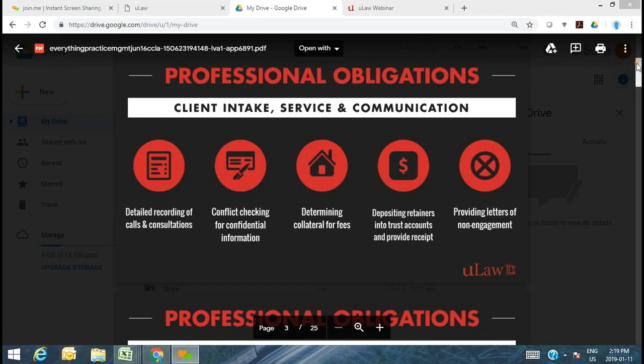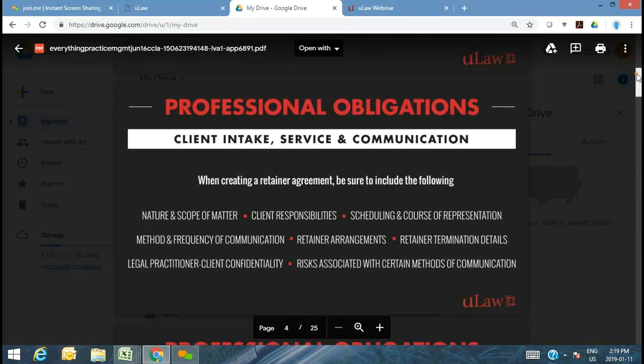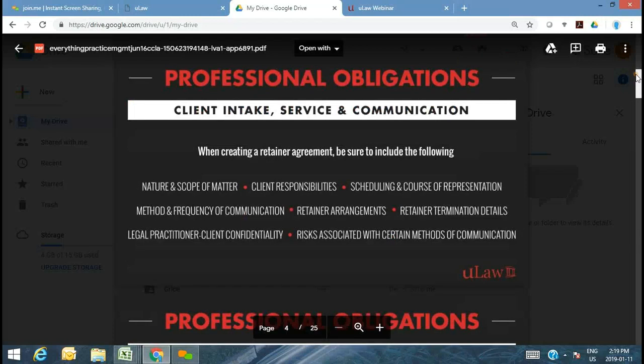Okay, so hopefully this was, in terms of just getting started, very high-level aspects of client intake, service, and communication. Just an extra slide to emphasize the components or attributes of a retainer or an engagement letter.